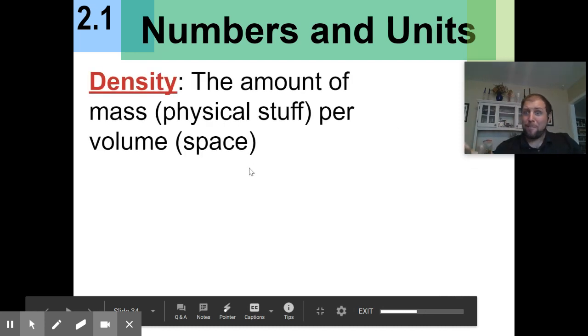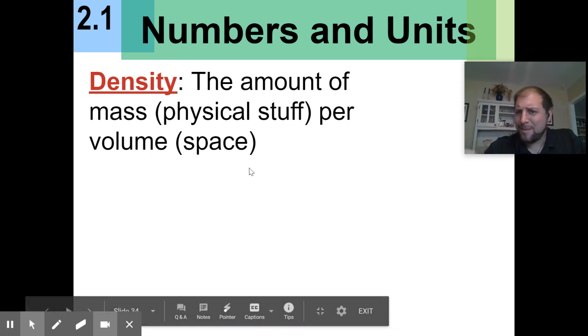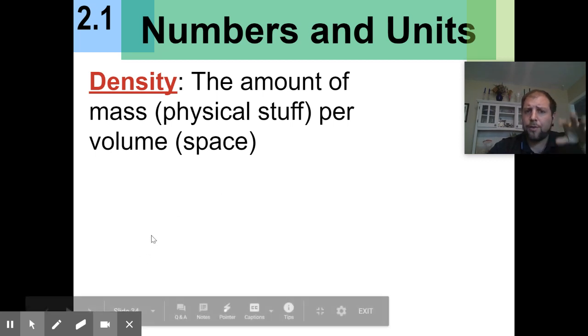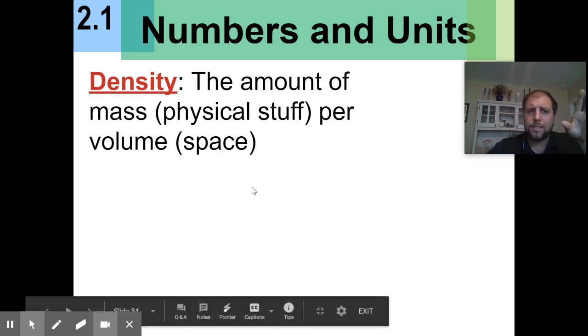Density. Now we talked about mass, which is the amount of physical stuff a substance contains. You pick something up and it's heavy, it's got a lot of mass. You pick something up, it's light, it doesn't have a lot of mass. We've also talked about volume, which is the amount of space that something takes up. Putting those together, we have a property called density.